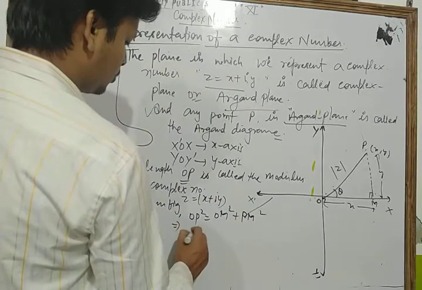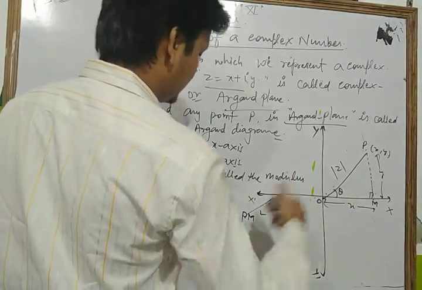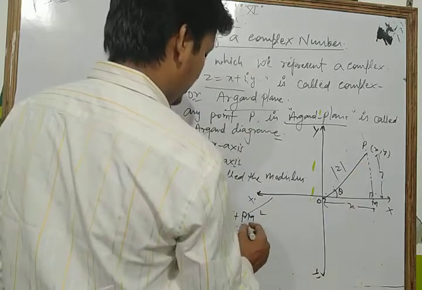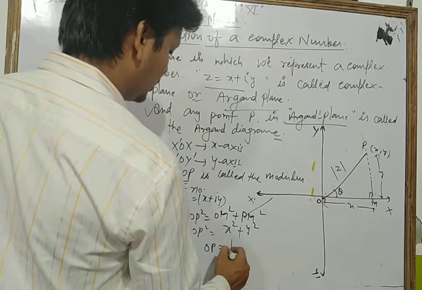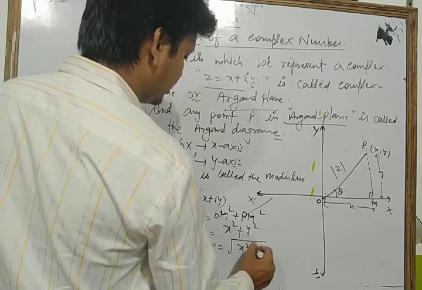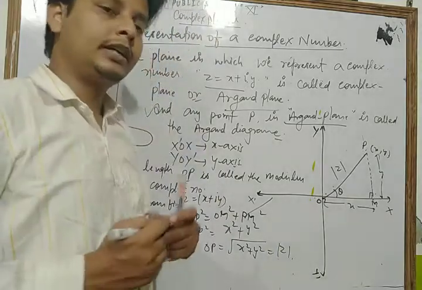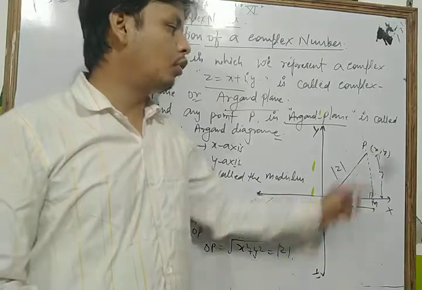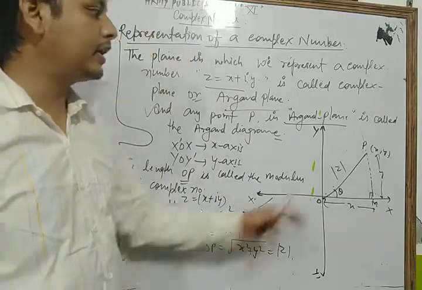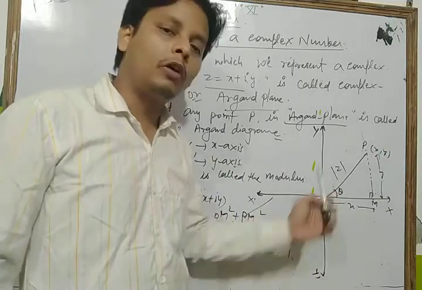Now let's see, distance OP square is equal to what? OM is x square plus PM is y square. Now we know that OP is equal to under root x square plus y square, which is equal to mod of z. So dear student, from the figure it is clear that the length OP in the Argand plane represents the modulus of the complex number z.